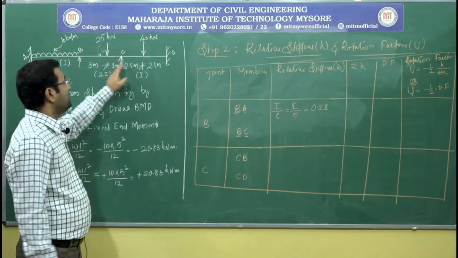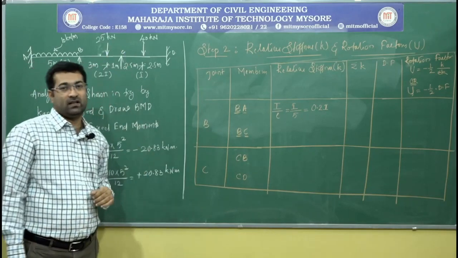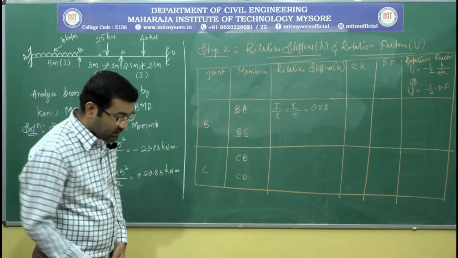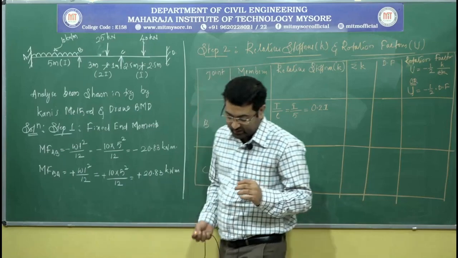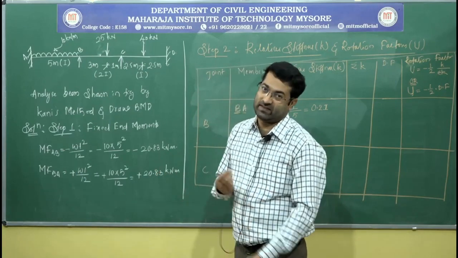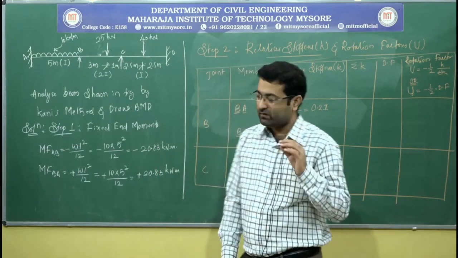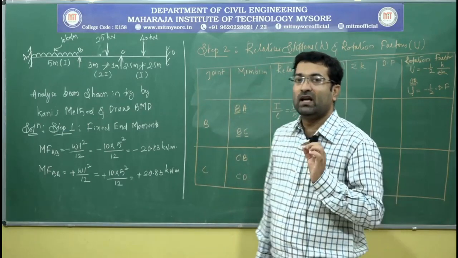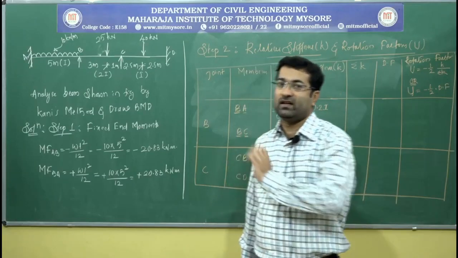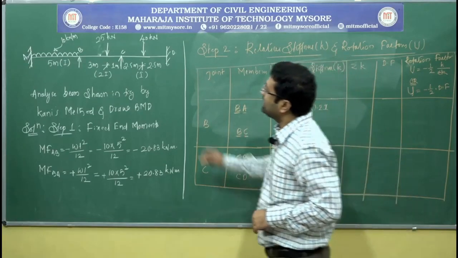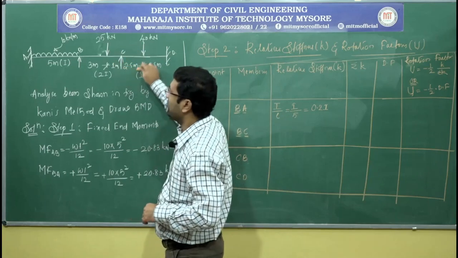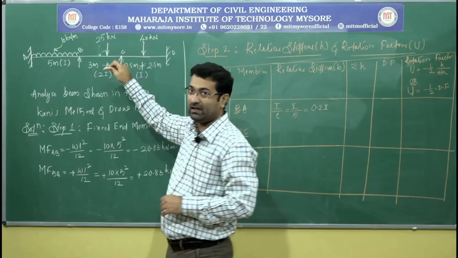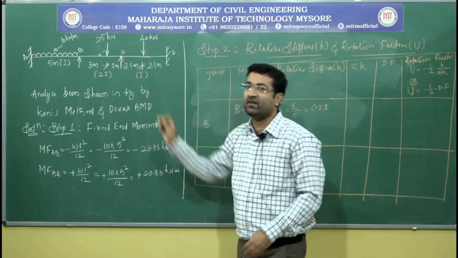So how is the far end? Here the far end is continuous, or it is an intermediate support. In structural analysis we treat all the intermediate supports as fixed. That is a basic assumption we have made in structural analysis. All the intermediate supports are treated as fixed supports. So C is an intermediate support. So this support, even though actually it is simple in nature, is treated as fixed.